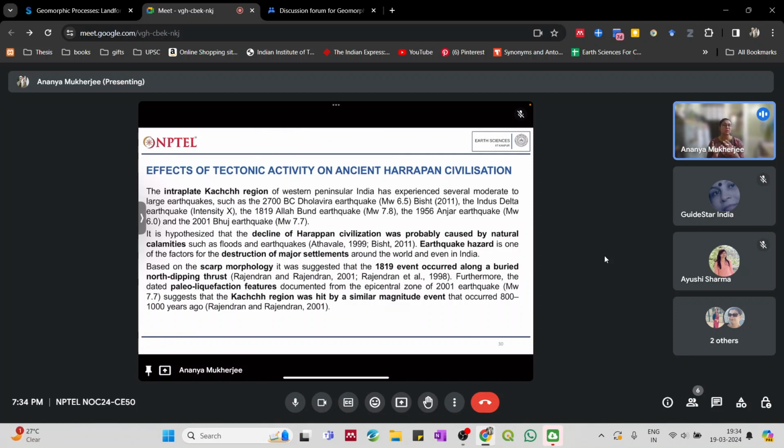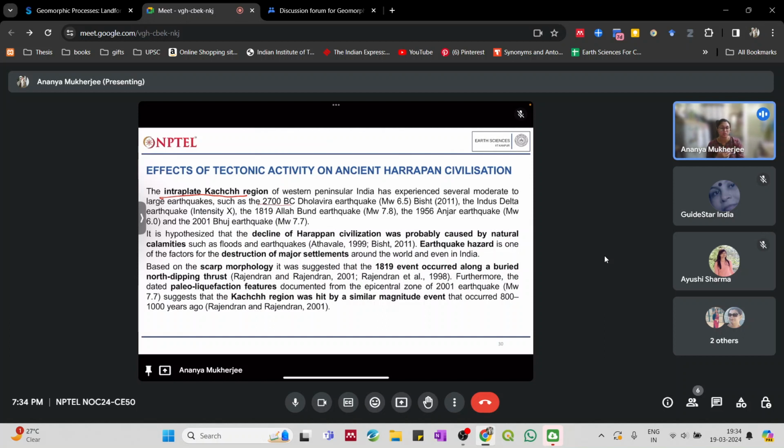So this raised the question of whether the Harappan civilization in this area was actually affected by any prehistoric earthquakes, and if an earthquake occurred, what changes were seen, and how the people re-established or rebuilt their civilization after that earthquake. So for this intraplate Kutch region, with documentation and historic studies, scientists have found that around 2700 BC there was a Dholavira earthquake.